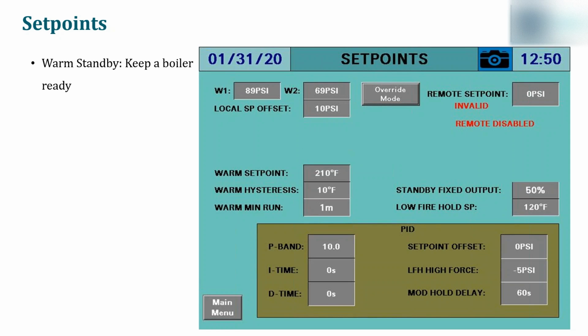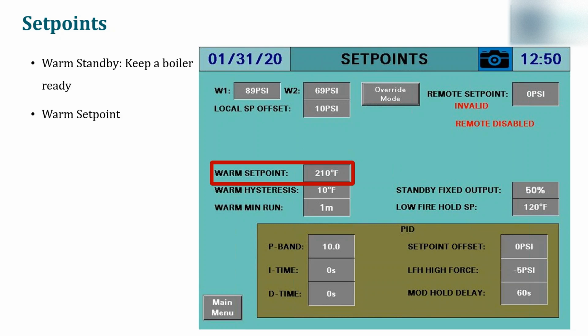So the way the master panel does that is in the system setup screen, you told it you wanted to enable warm standby, and you said, I want to enable, let's say, one boiler in warm standby. And that means the master panel is going to try and maintain one of the boilers that's off at a warm set point.